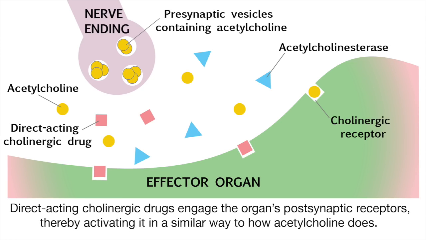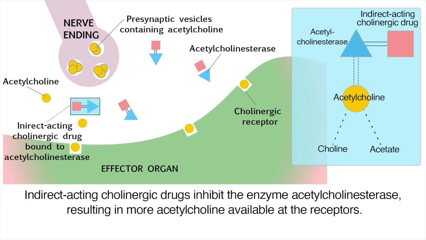Direct-acting cholinergic drugs bind to cholinergic receptors on specific effector organs, stimulating the organ in a similar way as acetylcholine. They are synthetic derivatives of choline, and they have a widespread systemic effect including cardiac muscle, smooth muscle, exocrine glands, and the eye. Indirect-acting cholinergic drugs inhibit the enzyme acetylcholinesterase, resulting in more acetylcholine available at the receptors.